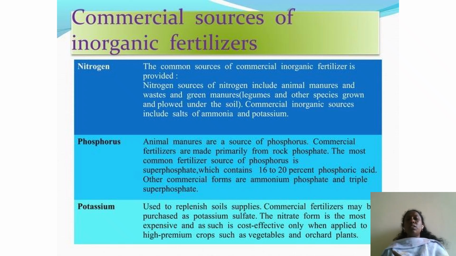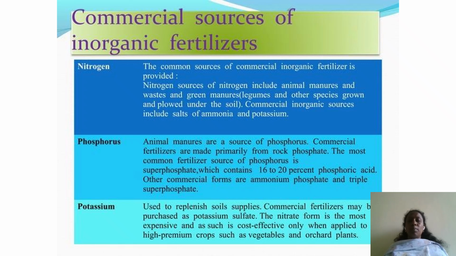So the commercial sources of inorganic fertilizers are nitrogen, phosphorus, and potassium. For nitrogen, the common source is animal manures and waste and green manures, such as legumes and other species grown and fermented. Commercial inorganic sources include salts of ammonia and potassium.